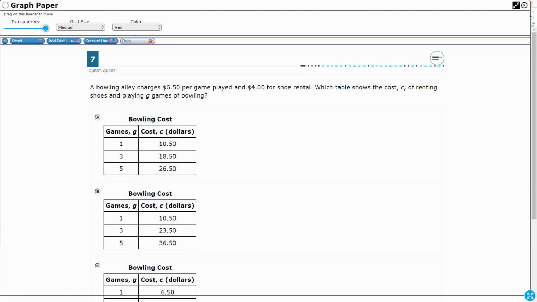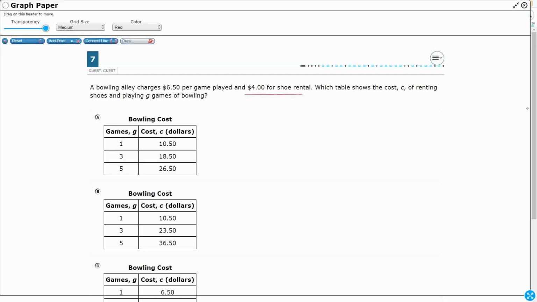And so the bowling alley charges $6.50 per game, and then $4 for shoe rental. So this is something we need to recognize. Our students need to have some practice on is when you see a standard cost right here, that's going to be your B, right? That's your slope-intercept form. In this case, this would be your plus B. That's going to be that y-intercept, right? So that's just the price to get onto the bowling alley is $4 for shoes, of course, unless you bring your own. And then $6.50 per game, right?